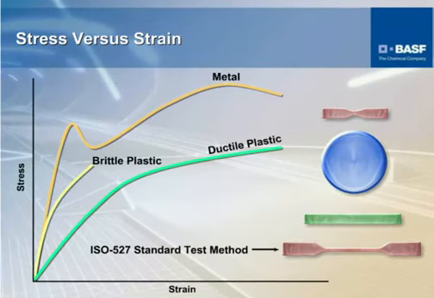Stress versus strain. We're showing a few different curves here. If you look at the first one here being metal, this would be a classical steel curve. Basically, it's linear, goes straight up, and this is where you get your modulus of the material.